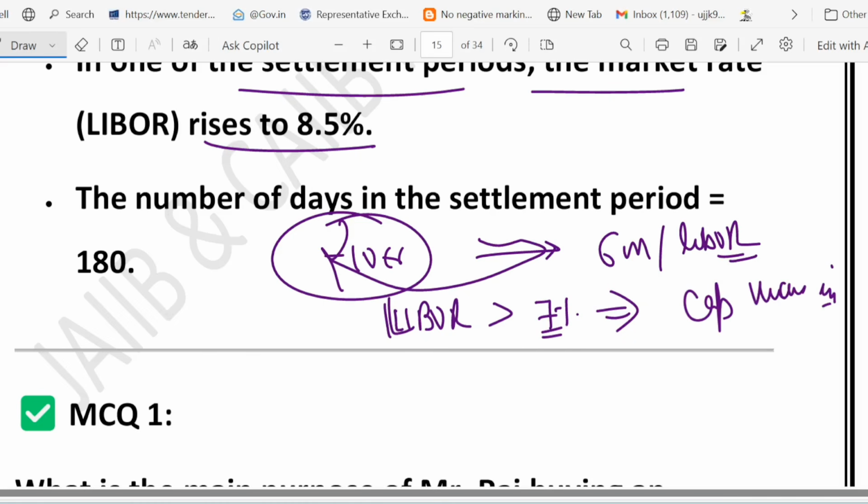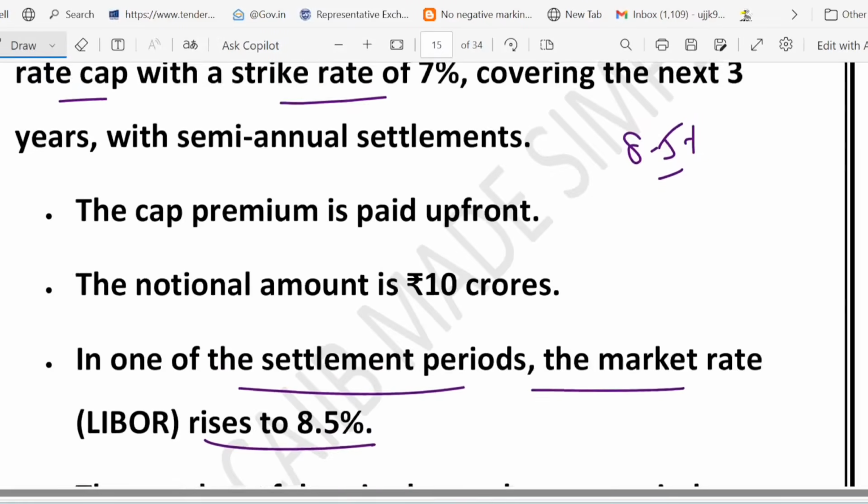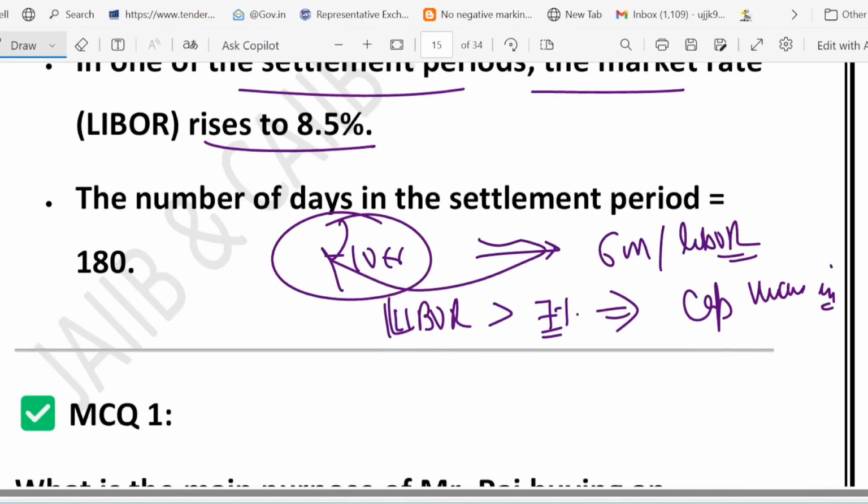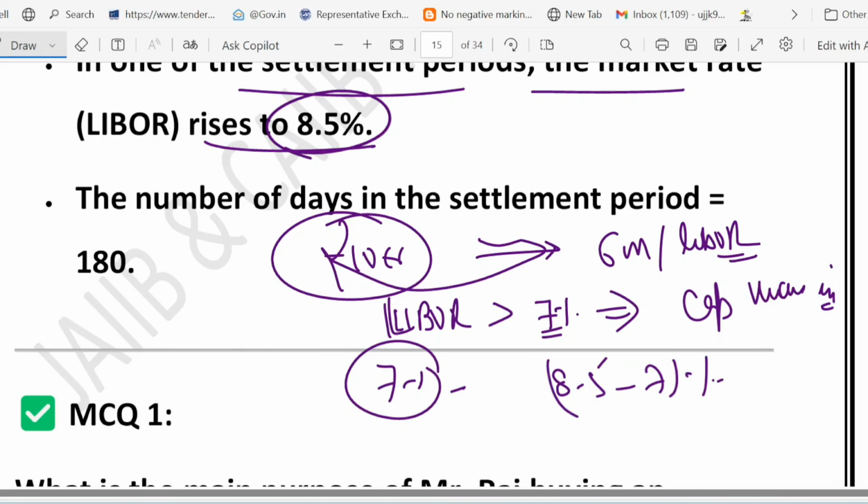Cap kicks in, right? Because they have set the cap at how much? As you can see, they have set the cap at 7%. So if LIBOR increases above 7%, the cap will kick in. So he will only pay up to 7%, and for the difference, suppose the rate is 8.5%, so what is the difference? 8.5 minus 7%, which is how much? 1.5%. So this 1.5% is paid by the cap seller. So that is the point.